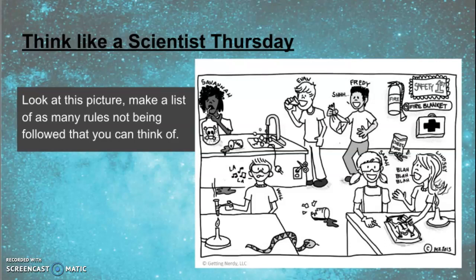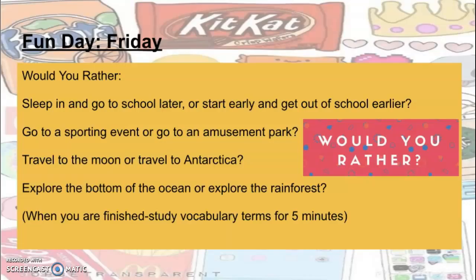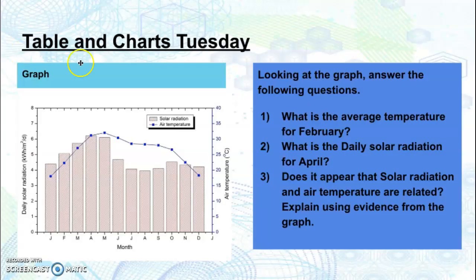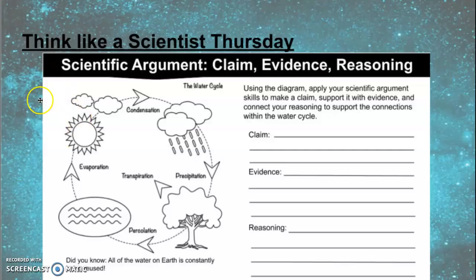The first week is on lab safety, so this one's kind of basic. And then Fun Day Friday, just kind of some relationship building with your kids. As they go, those Tables and Charts Tuesdays kind of go along with what you're studying. And the Thursdays go to the claim evidence reasoning, so the water cycle.